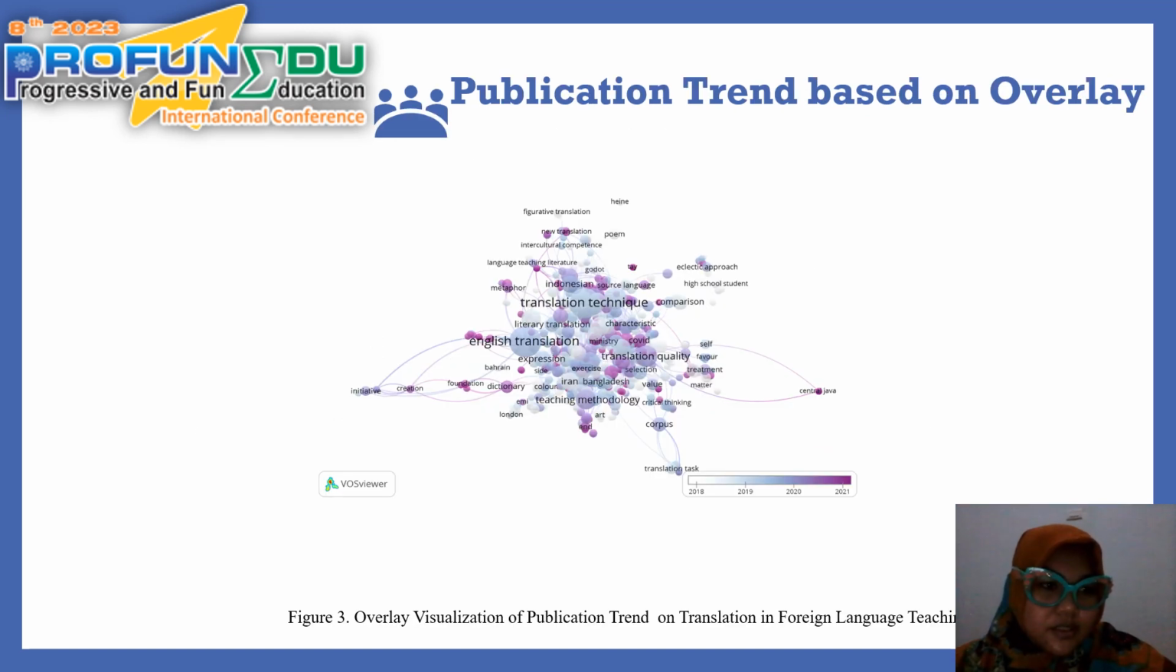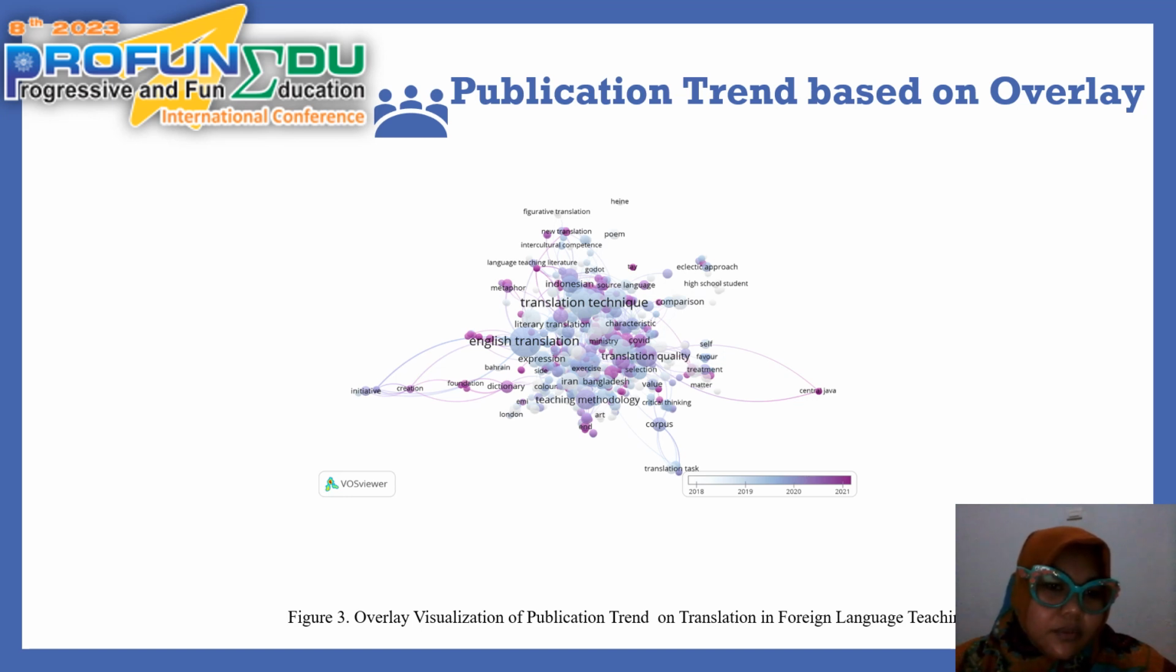Figure 3 is the topic overlay visualization of translation studies publications in foreign language teaching from 2018 to 2021. The year of publication is spread out in 4 colors, indicating the most frequently studied topics per year. In 2018, the publication topics frequently reviewed were figurative translation, poems, high school student, Spanish language teaching, and art.